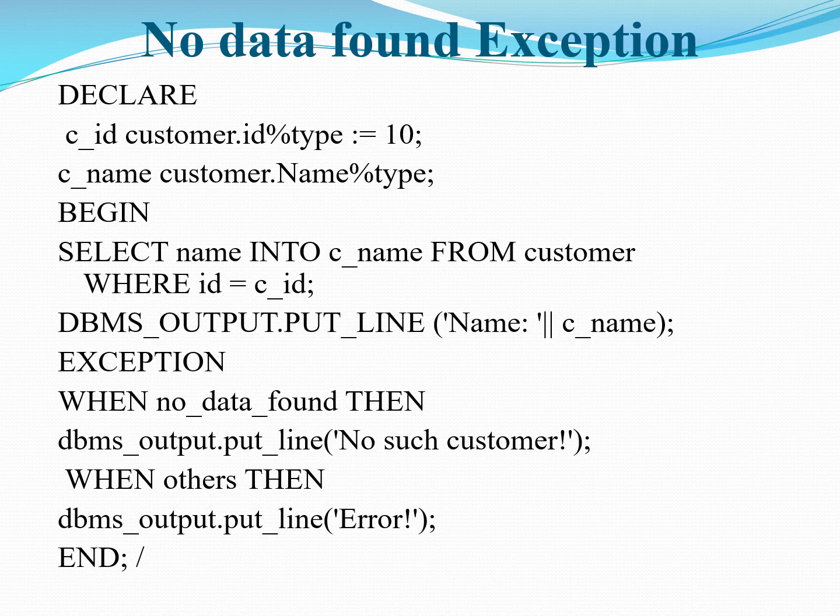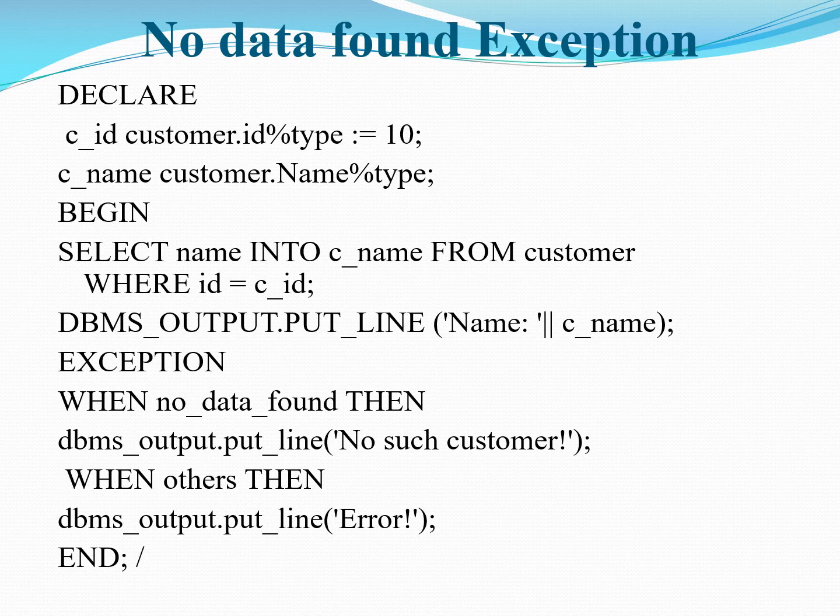This is a simple example in which we are trying to extract the customer name from a table for a particular customer ID. Here we have initialized the value of the customer ID as 10, and we are trying to extract the name of that particular customer. So we have used this statement, select name into CNAME from customer where ID is equal to CID, and then we will display the name of that particular customer. But suppose that customer is not present in the table, so an exception is caught here.